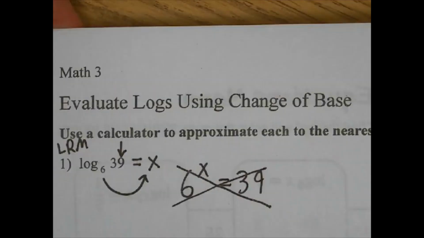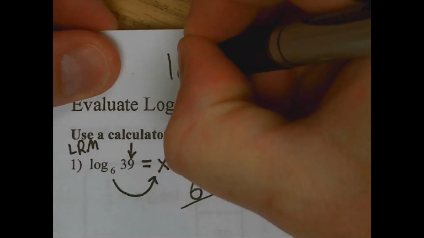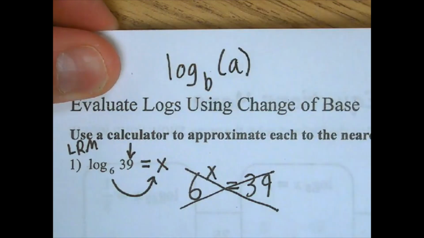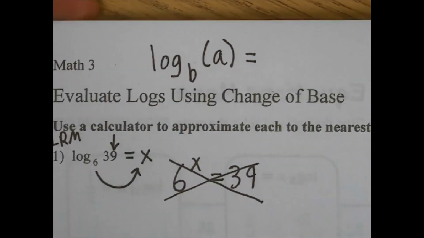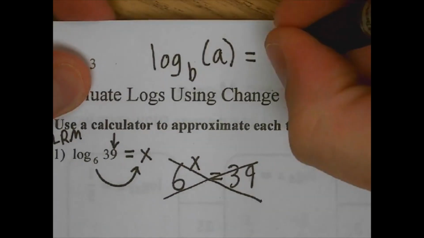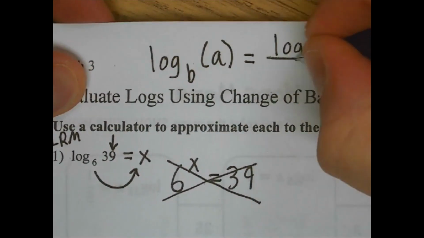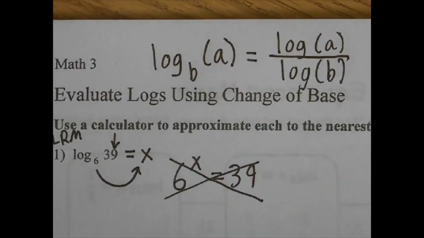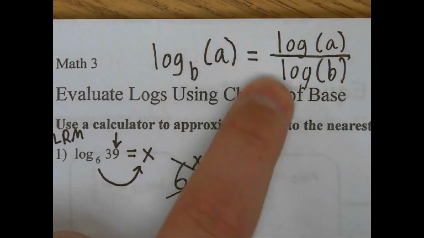So go to the very top. If I ever have a log with any base b of a particular a, to solve this I can actually use common logs. So I can just do log, which is base 10, of a, divided by log of b, which is the base. The easiest way to remember that is the base goes on the bottom. So any log in this form, you can do this and solve.